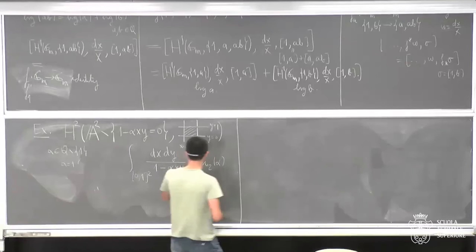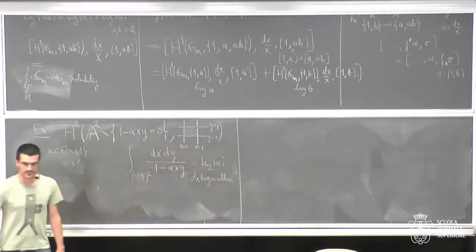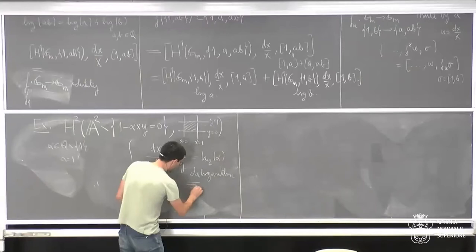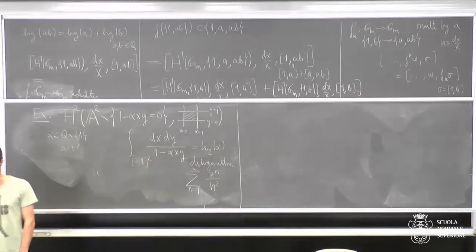Yes, this is called the dilogarithm. It's defined by this power series. If you take the value at z equals 1, it gives the Riemann zeta function at 2.